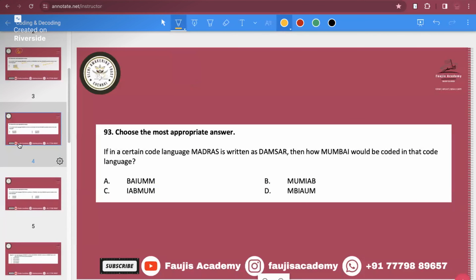Yes, guys. Easy one, Madras. Option B, sir. Let's look at this. MADRAS. MAD and then RAS. Okay. So MUM, it will be MUM only. And then BY will become IAB. Okay. So which is the answer? B is your answer. Okay.